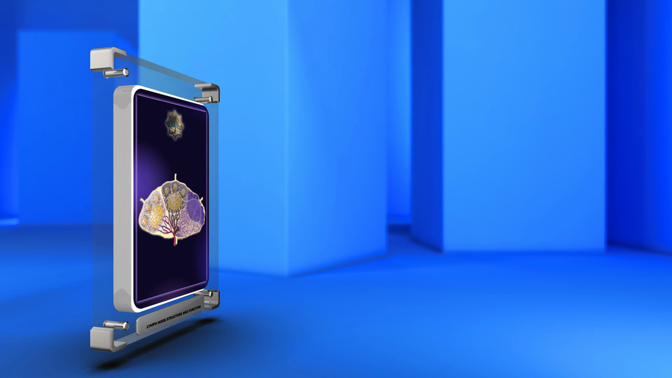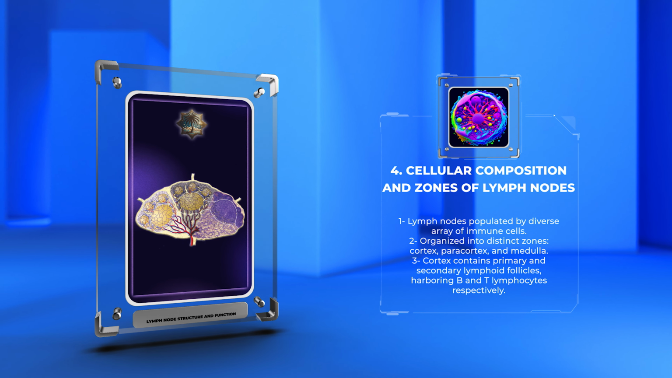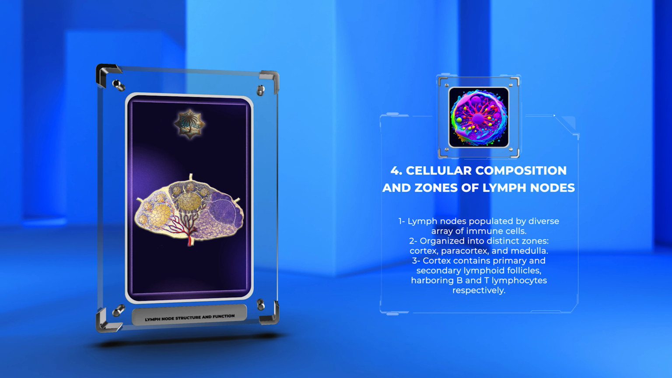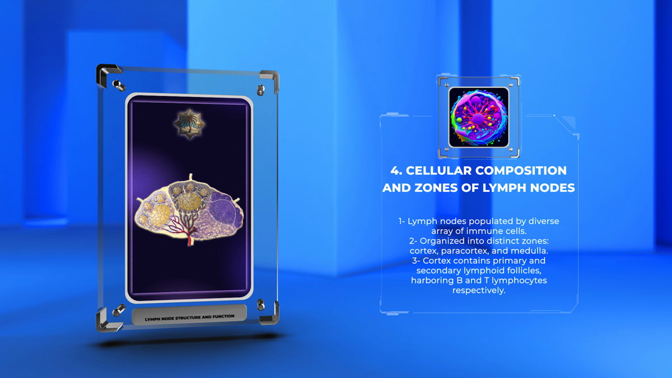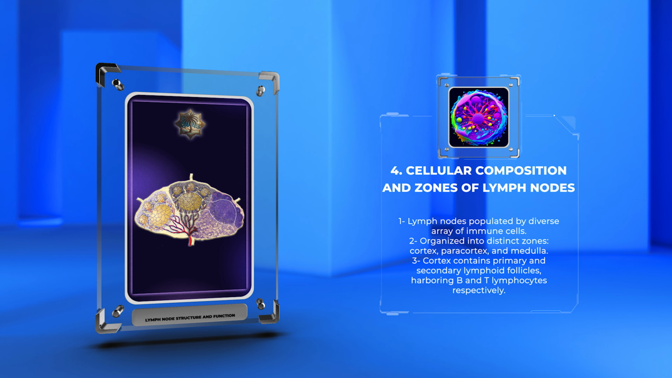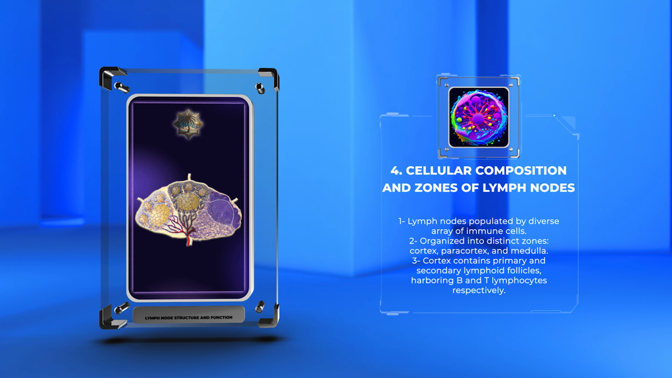Lymph nodes are populated by a diverse array of immune cells, including lymphocytes, macrophages, dendritic cells, and reticular cells. These cells are organized into distinct zones within the lymph nodes, namely the cortex, paracortex, and medulla. The cortex contains primary and secondary lymphoid follicles, harboring B and T lymphocytes, respectively.